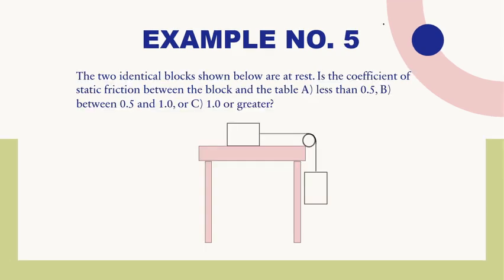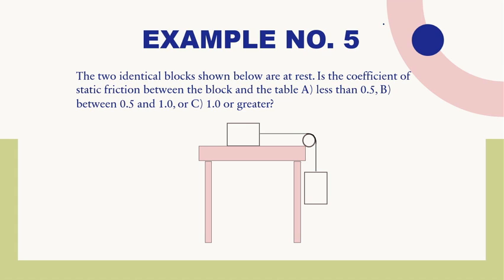Example number 5. The two identical blocks shown below are at rest. Is the coefficient of static friction between the block and the table A, less than 0.5, B, between 0.5 and 1.0, or C, 1.0 or greater? Okay, so let's start by drawing on all the forces.